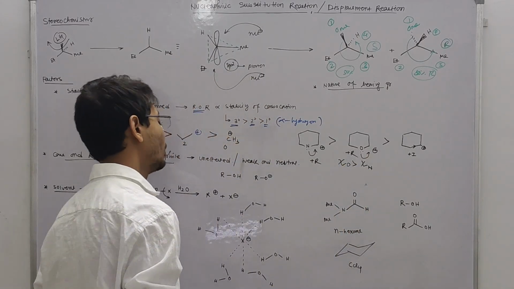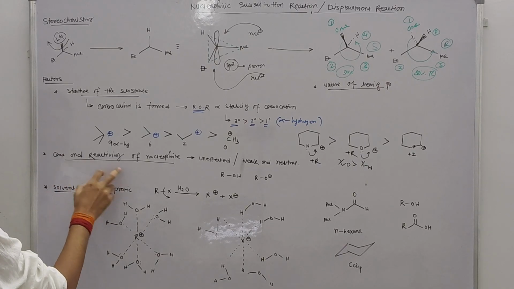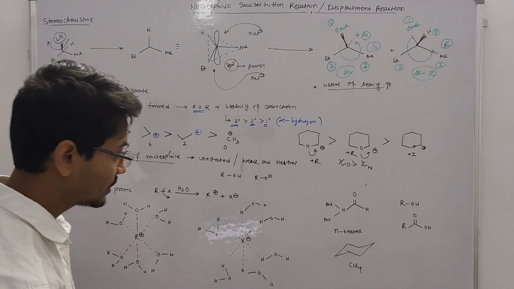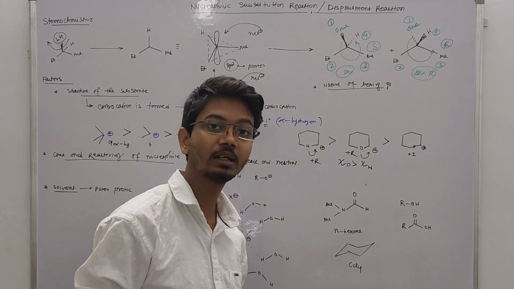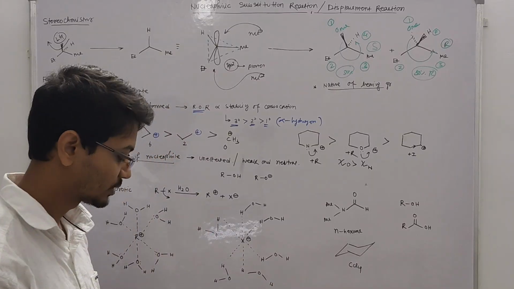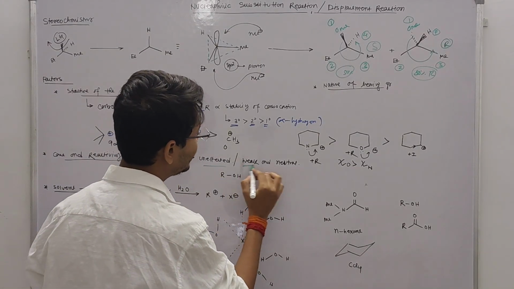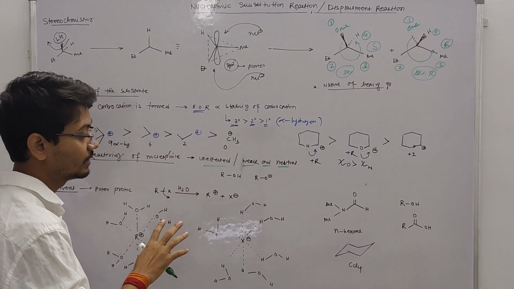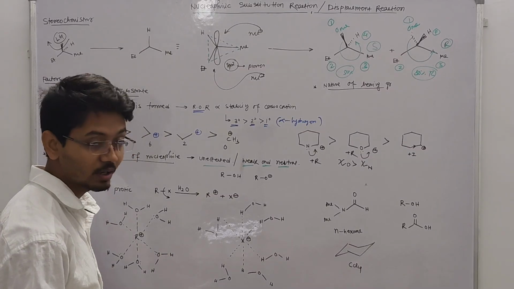Now coming to the second point, concentration and reactivity of nucleophile. As I mentioned, the rate of reaction is directly proportional to the concentration of the substrate only. It is not depending on the concentration of nucleophile. So that's why I have written here that it is unaffected. But if a weak and neutral nucleophile is there, the reaction is fast, like it favors the SN1 reaction.